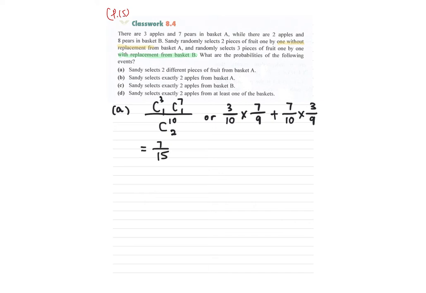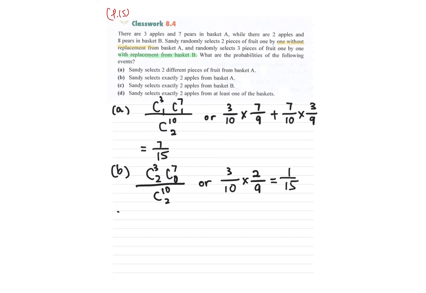And then the value is 7 over 15. Okay, and then part B. Part B is exactly 2 apples from the basket. Of course, you can say that out of 3 apples, you choose 2, and none of the pears is chosen, and you can use combinations to find it. Or you can say 2 of them are apples, so this is 3 over 10. And then without replacement, out of 9 of them, you only have 2 apples left. So the probability can be found like this. So the answer is 1 over 15.